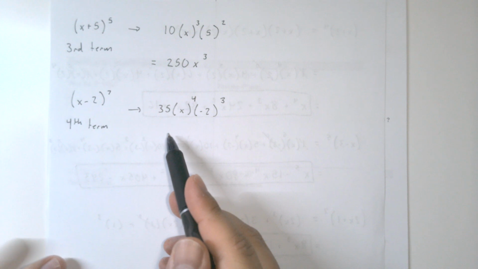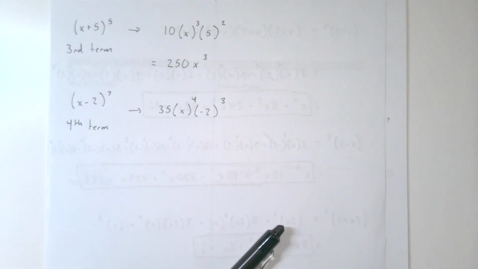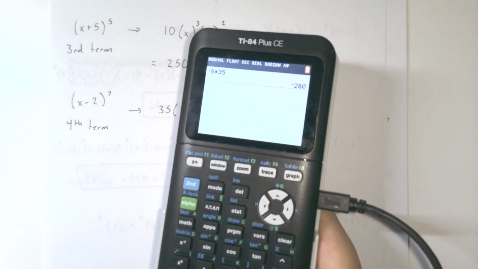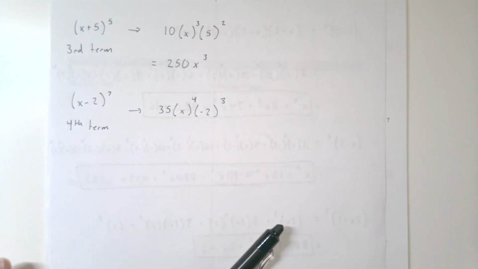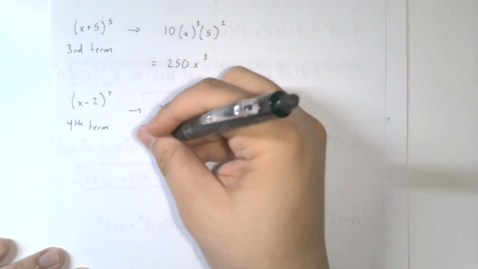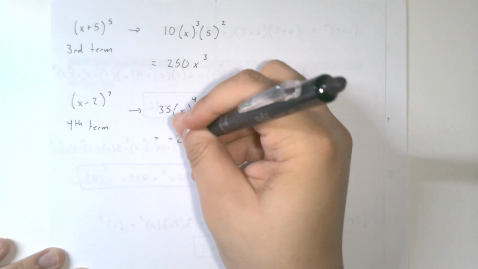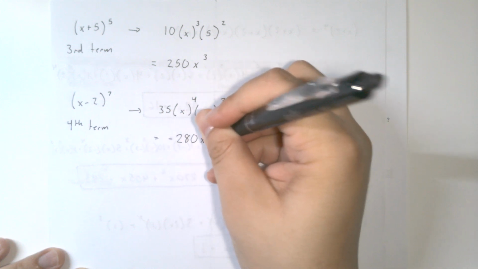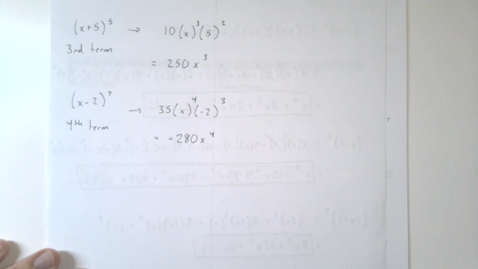And then negative 8 times 35. My brain is not big enough for that one to do off the top of my head. So just calculator here. We have negative 8 times 35, which is going to be negative 280. So we have negative 280 times x to the 4th. And so that is our 4th term.